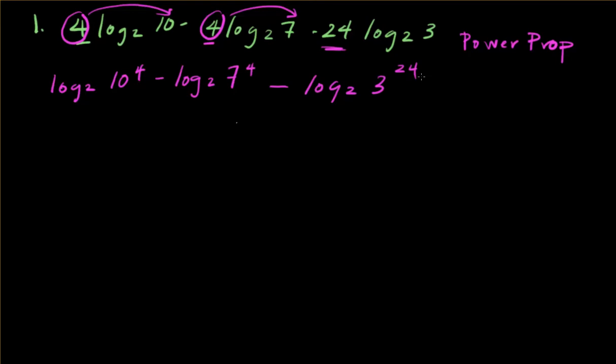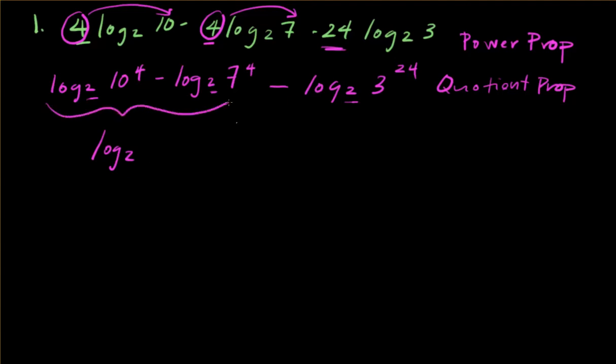Okay, now let's go ahead and look. We have a base 2 here, a base 2 here, and a base 2 here, which means we can consolidate into one log base 2, or condense it. Like I told you, we need to use the quotient property because we see subtraction signs. Let's take these two. The quotient property tells us that when we have a subtraction, we take the 10 to the 4th and 7 to the 4th and make them into a fraction, just like that.